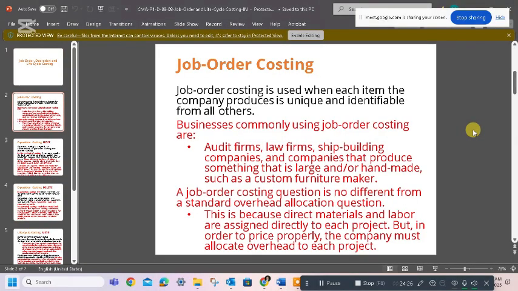Now let's go and see what the slides say. Job order costing is used when each item the company produces is unique and identifiable from all others. Businesses commonly using job order costing: audit firms, law firms, because each client's work is different, right? So audit firms, law firms, consultancy firms, shipbuilding companies, companies that produce something that is large or handmade, such as custom furniture, etc. Job order costing question is not different from standard overhead allocation question.